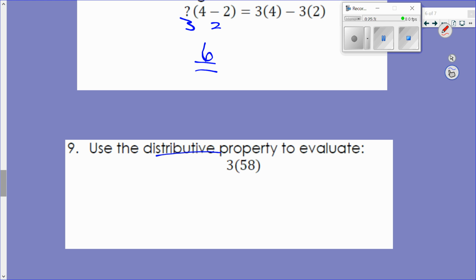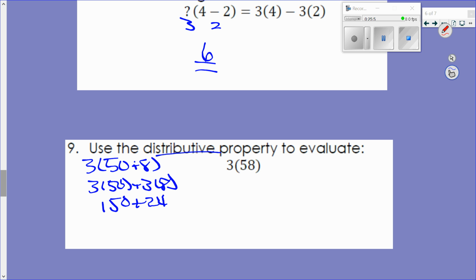Quick question. How'd you guys break this one? 50 and 8. So 3 times 50 plus 8 gave us 3 times 50 plus 3 times 8, or 150 and 24 for 174. Anybody do it different? Yeah, I did. Good. That's the way I would have done it.